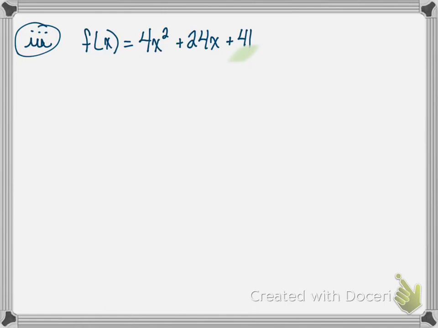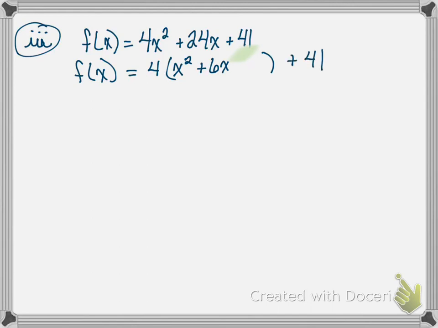This particular one right here, we do have a stretching and shrinking factor. And so we've got to factor out that 4 in our first 2. Now we only factor it out of the x squared and the x. So I've got 4 times x squared plus 6x. So I factored that 4 out, and then I leave my plus 41.